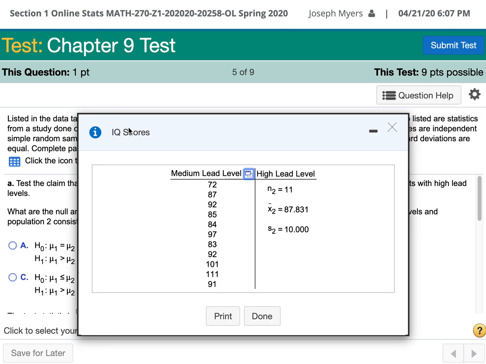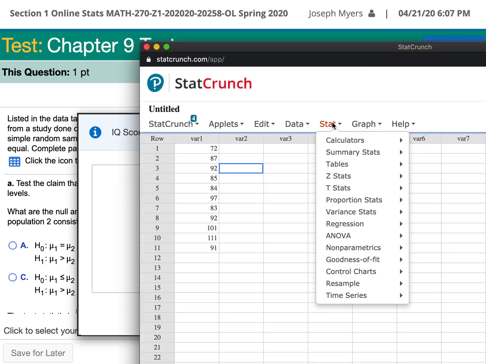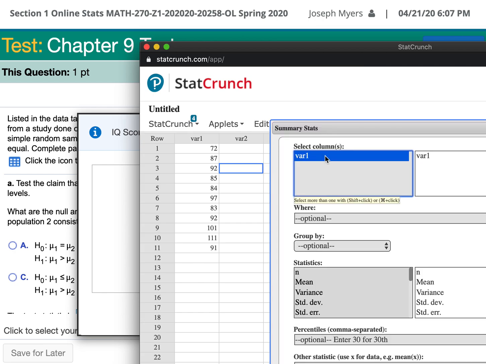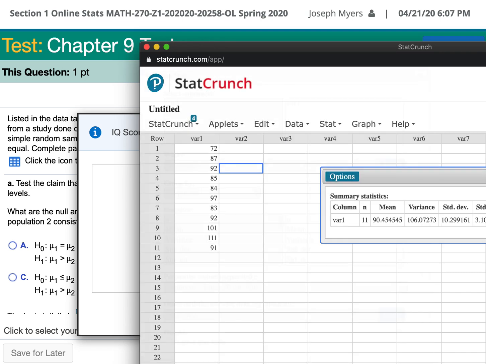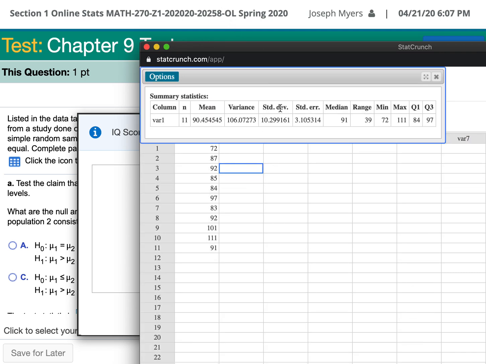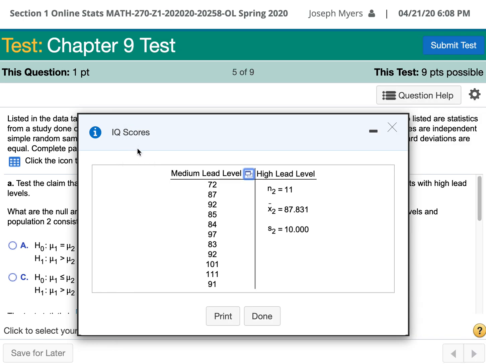So then what you'll do is you're going to find the values of statistics of those levels. So you're going to do stats, calculators, summary stats, columns. So stat, summary stats, columns. Click on variable 1. Then you'll click compute. So there's information about variable 1. Now, here's the information about variable 2. So the computer gives you the necessary information about variable 2, so you don't need to calculate that yourself. So I'm going to close this.